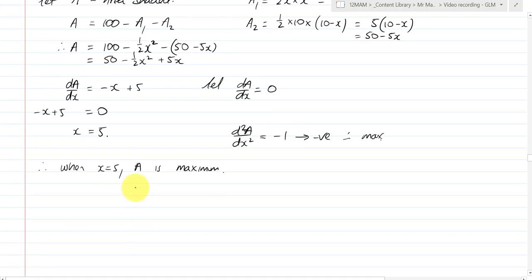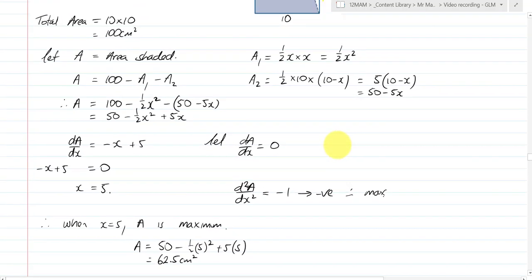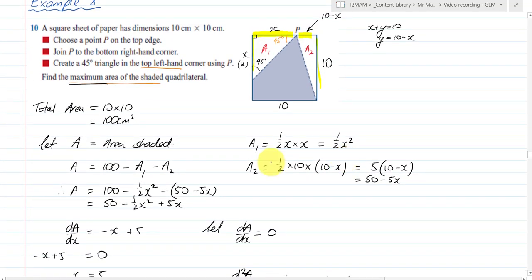And the maximum area A is equal to 50 minus half times 5 squared plus 5 times 5, and do that calculation. It's 50 minus 12.5 plus 25, 62.5 centimeters squared. Now let's just pop up to the diagram again. We can never really trust the diagrams, but this looks pretty good. I've got no reason to believe it's wrong, and when I look at the diagram I can see that that shaded area, 62.5, is a reasonable representation. So we're into our ballpark.